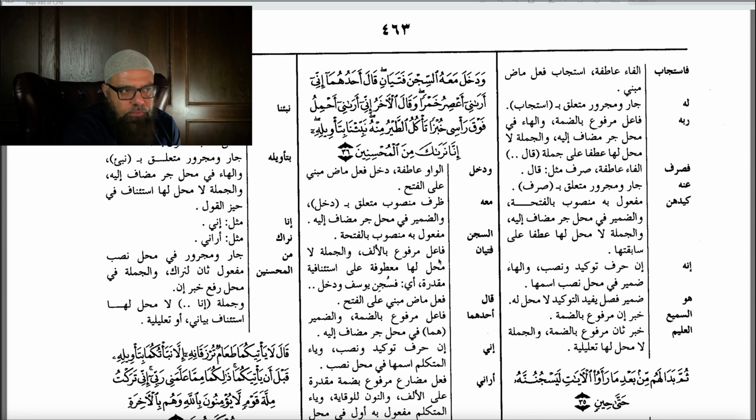So look what he says. It's a fa'ilun marfu'un bil alif. It's a fa'il which is in rafa with the alif. But saying fa'il already presupposes it's in rafa. Does that make sense? Something can't be fa'il unless it's in rafa. So that already presupposes that.